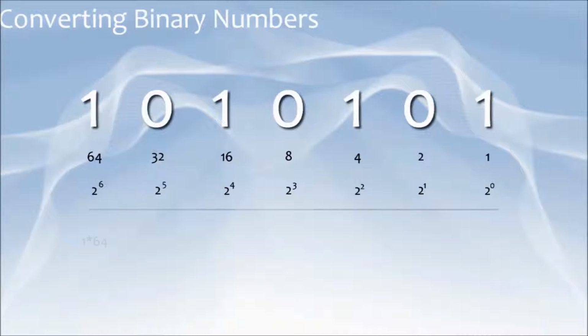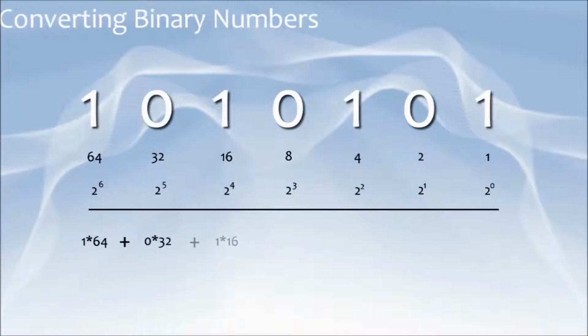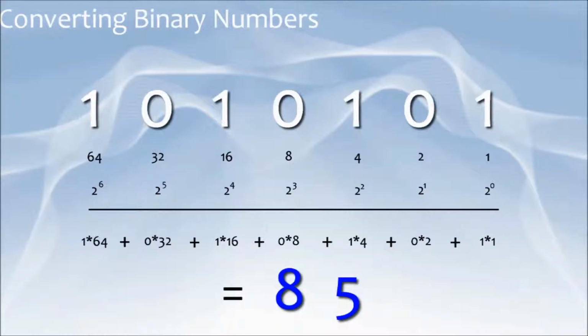So you've got 1 times 64 plus 0 times 32 plus 1 times 16 plus 0 times 8 plus 1 times 4 plus 0 times 2 plus 1 times 1, and after adding all these together you get 85, which is the binary number 1010101 in decimal. This same method can be used to convert into decimal from any other system as well.